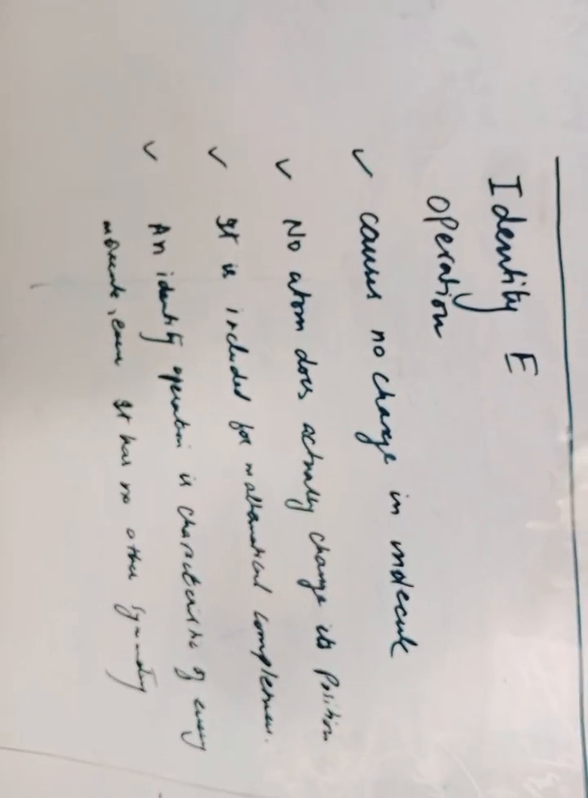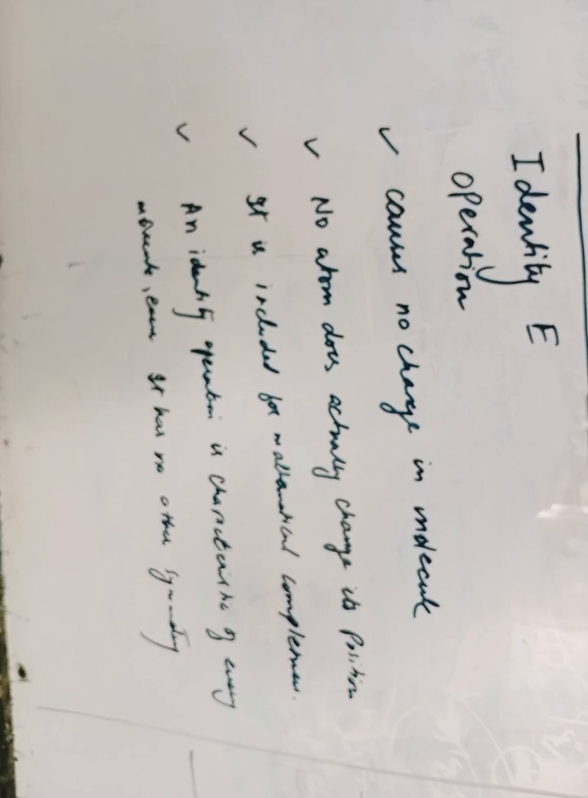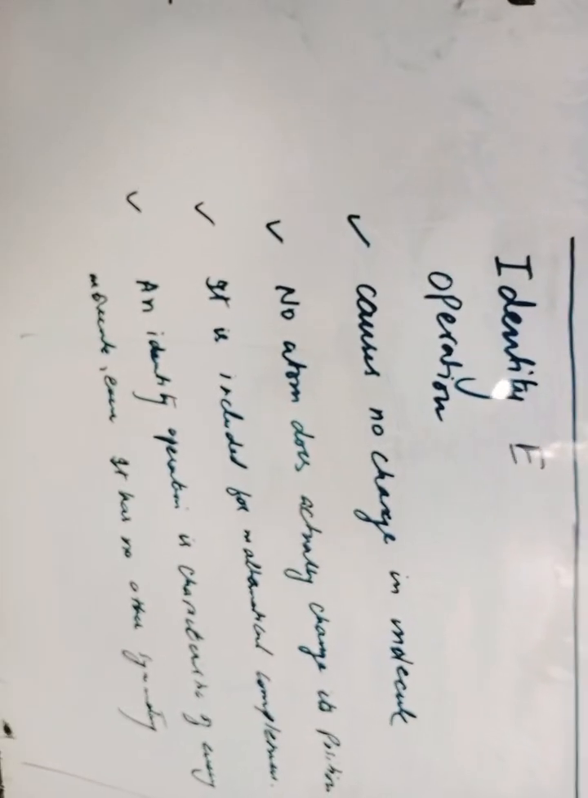Another symmetry operation is identity. The identity operation causes no change in the molecule. No atom changes its position. It is included for mathematical completeness. And the identity operation is a characteristic of every molecule, even if it has no other symmetry possible.